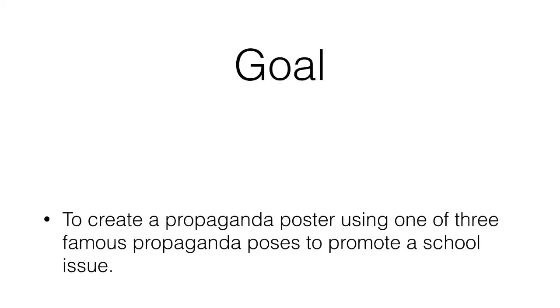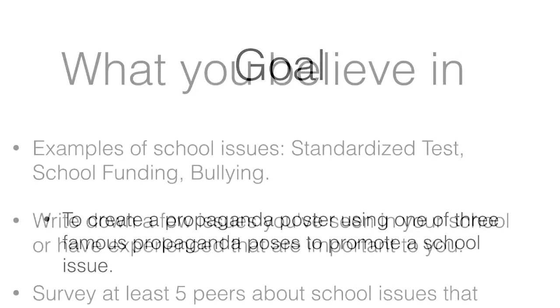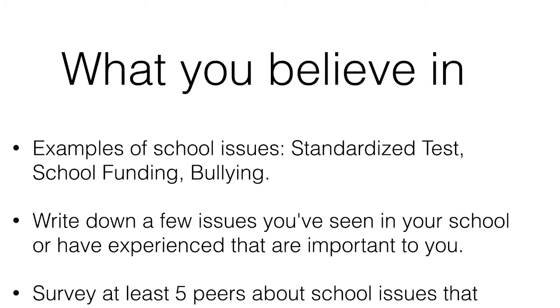The goal for our lesson is to create a propaganda poster using one of three famous propaganda poses to promote a school issue. For this next slide, have the teacher pause the video. We will be using school issues to promote through our propaganda posters. Examples of school issues are standardized tests, whether or not we should have them, school funding, or bullying. Write down a few issues that you've seen in your school or have experienced that you think are important. Survey at least 5 peers about school issues that they feel need to change or promote.